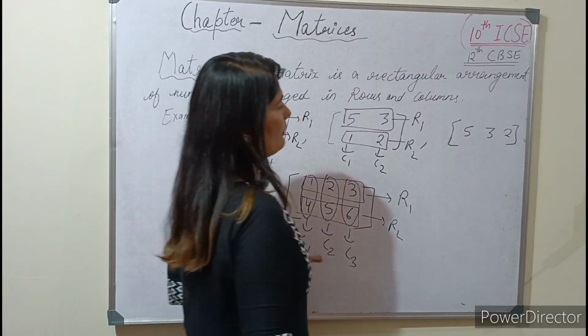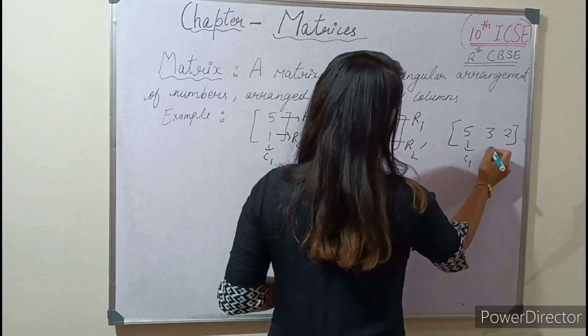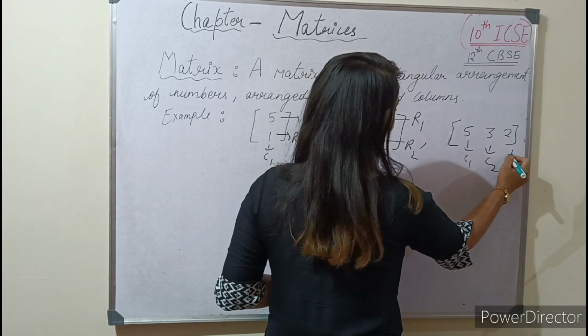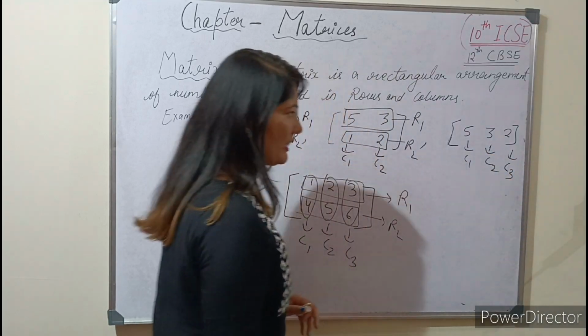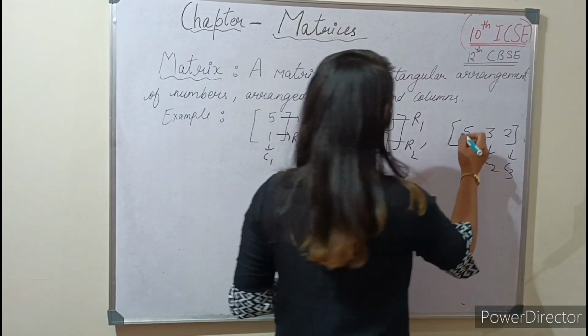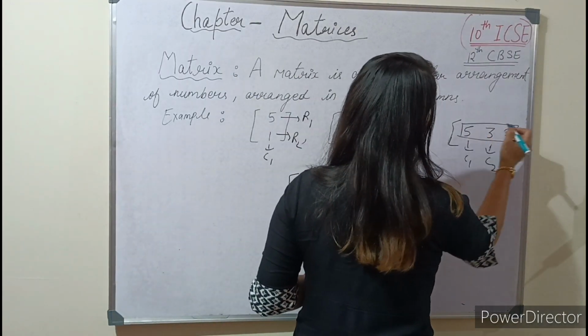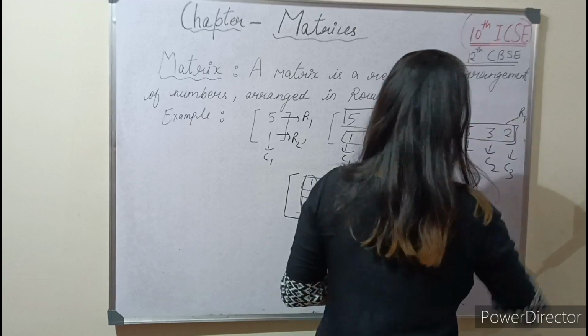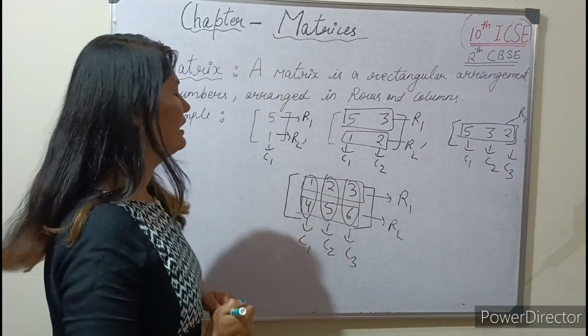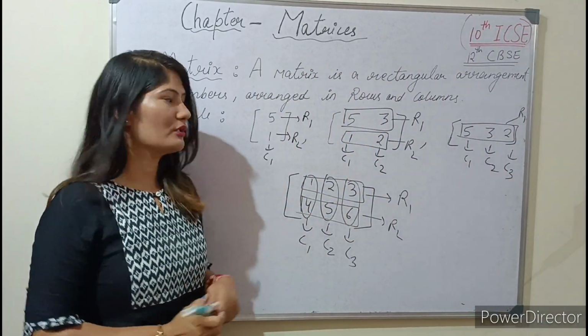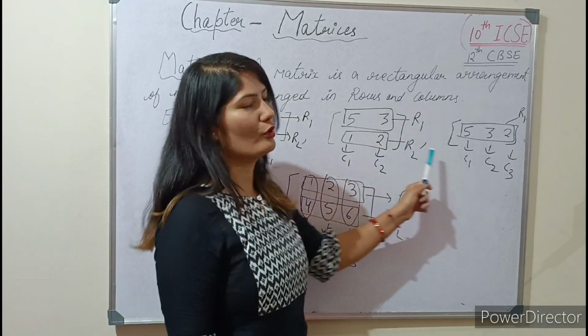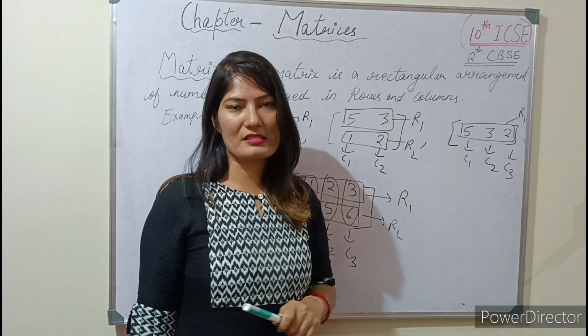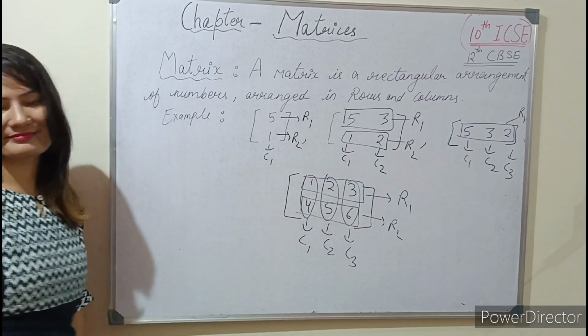In the third example there are 3 columns, column 1, 2 and 3. But in this case there is only 1 row. You will see this is the only horizontal line here. So therefore there is only 1 row. Right. So I hope you all understood how to find the number of rows and number of columns in the given matrix. So please have a look.